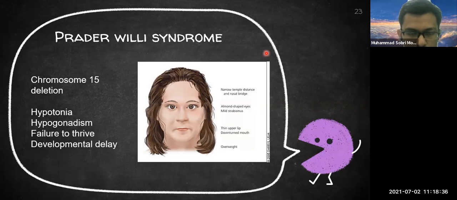Prader-Willi syndrome is caused due to chromosome 15 deletion. And other than this, there are some facial features that the patient can have. Also, apart from failure to thrive or the short stature, the patient also can present with hypotonia, hypogonadism, also developmental delay.